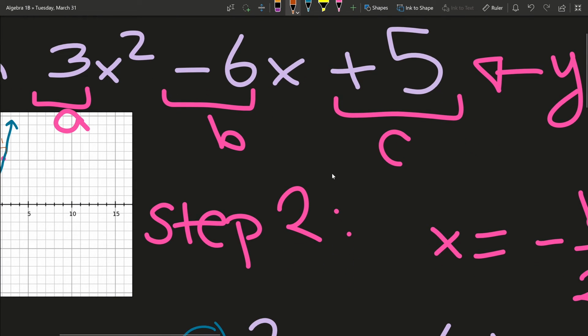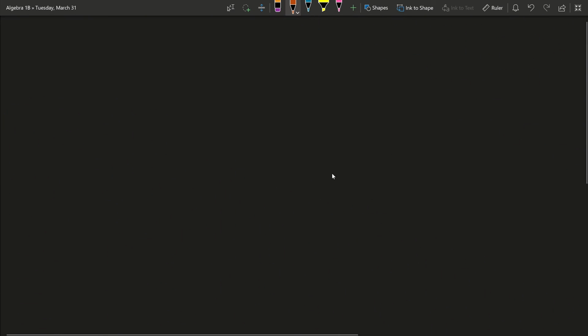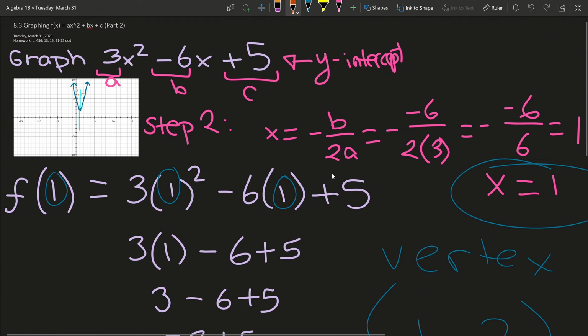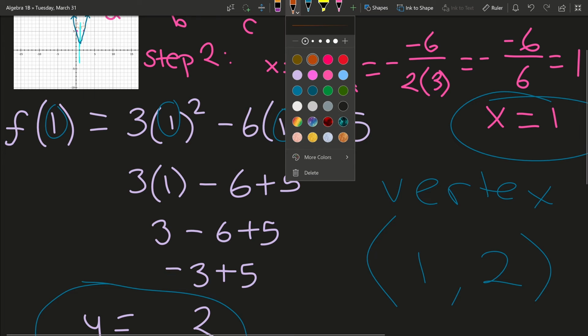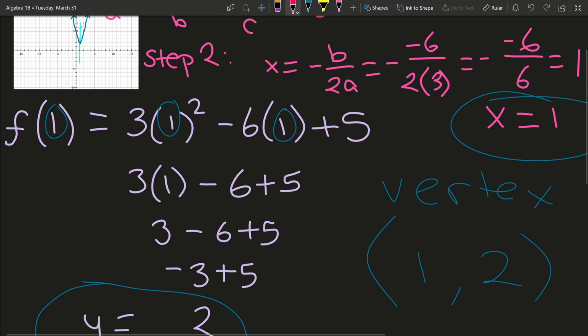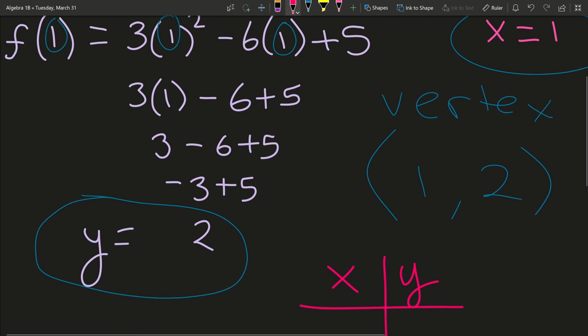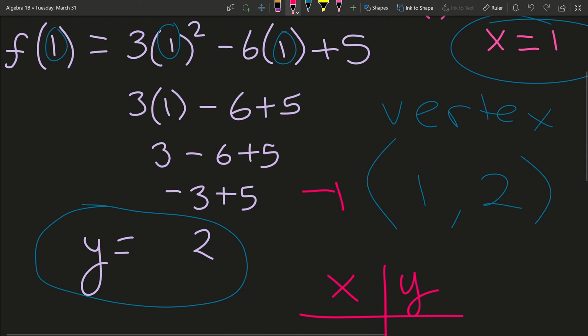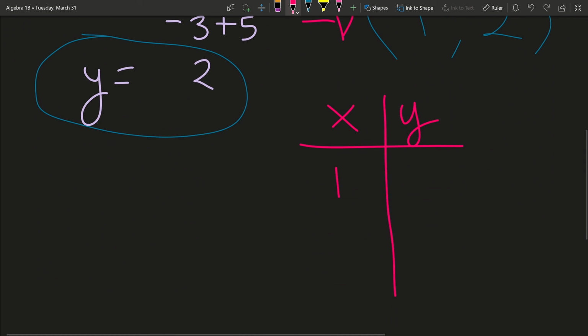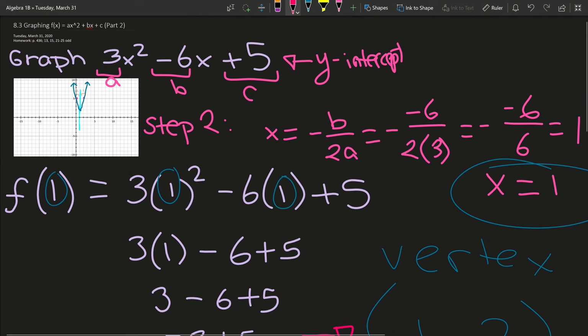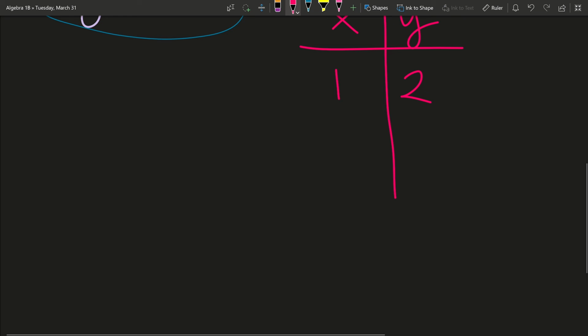Now let's go ahead. Oh, and one more thing before we continue. If it helps, you could also create a graph as you go along. So let me show you an example of what I mean. So you can create your own table, right? And we figured out here that our vertex was 1, 2. So we would go ahead and write this down here. And since we know our y-intercept is positive 5, we could write this here.